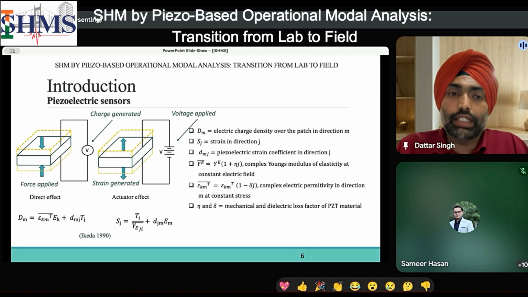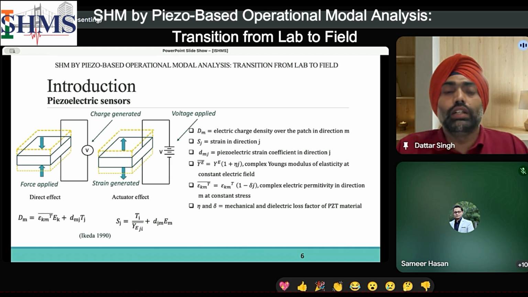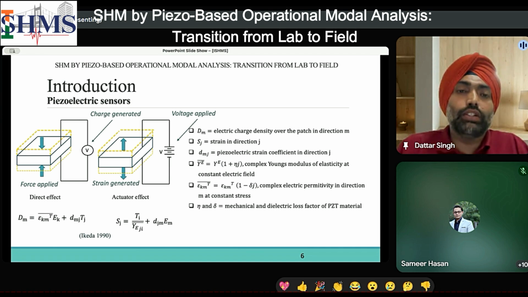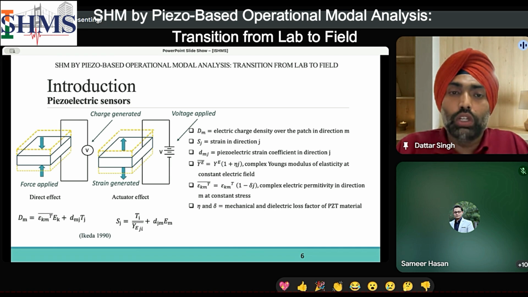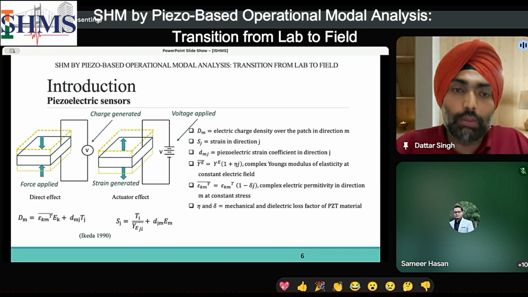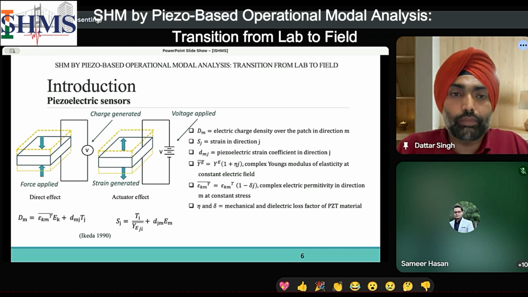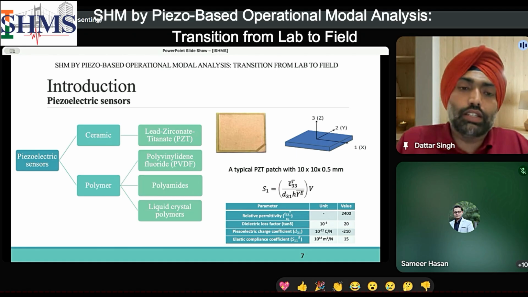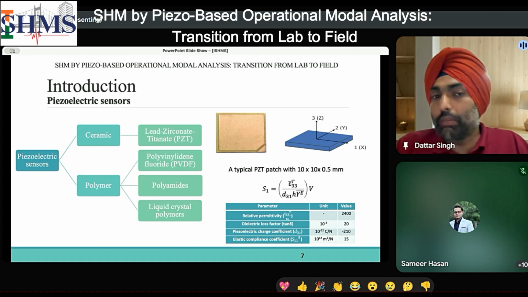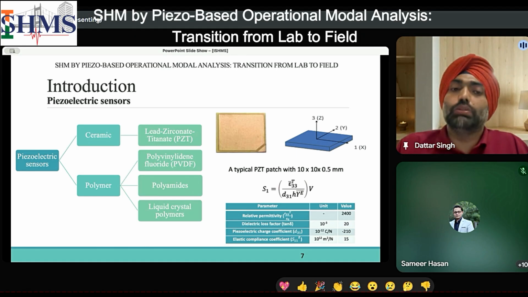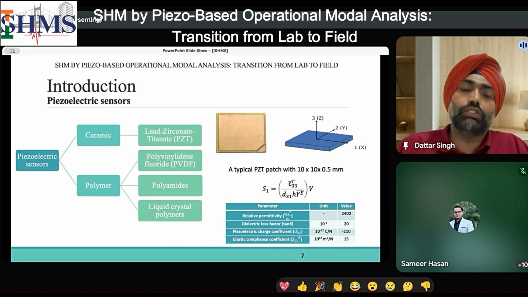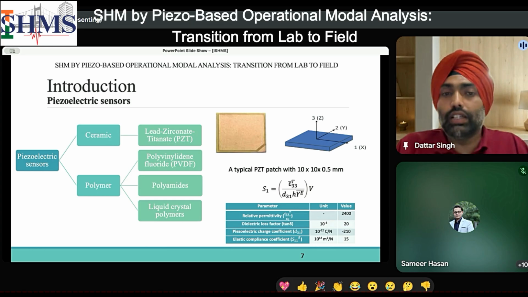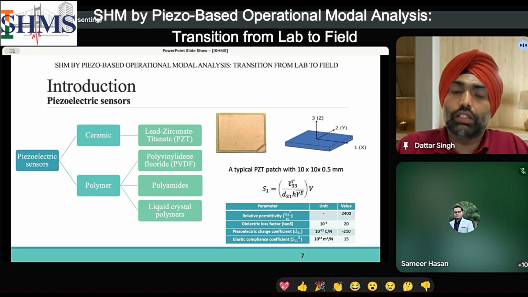So it is very sensitive to measure the dynamic strain, but it cannot measure the static strain due to the involvement of the dipole moment changing in the material level. There are two types of piezoelectric sensors based on their type of material. The first is ceramic, and the second is polymer. The ceramics are more sensitive, but they are also more brittle. Polymer-based piezoelectric sensors are a little less sensitive than ceramic, but they are also a little bit flexible, and they can be used in curved surfaces.